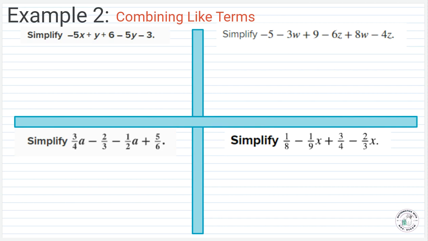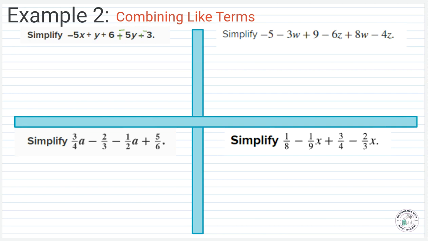So in the top left corner of this video screen, we see we've got simplify negative 5x plus y plus 6 minus 5y minus 3. One of the things that I advise to my students is to rewrite all of the subtraction as adding the opposite. So I would write this as plus negative 5y and then plus negative 3. It just makes it a little bit easier to make sure that we're not disregarding those subtraction signs, because they do indicate that the term after is a negative.